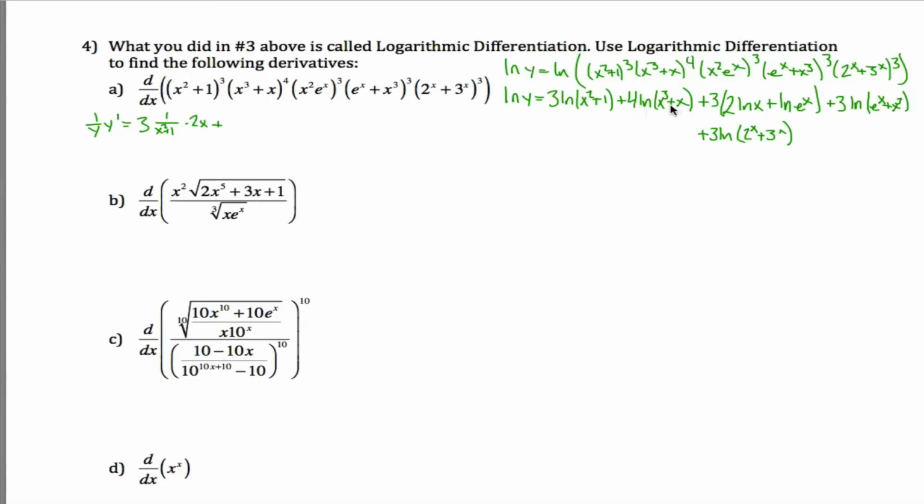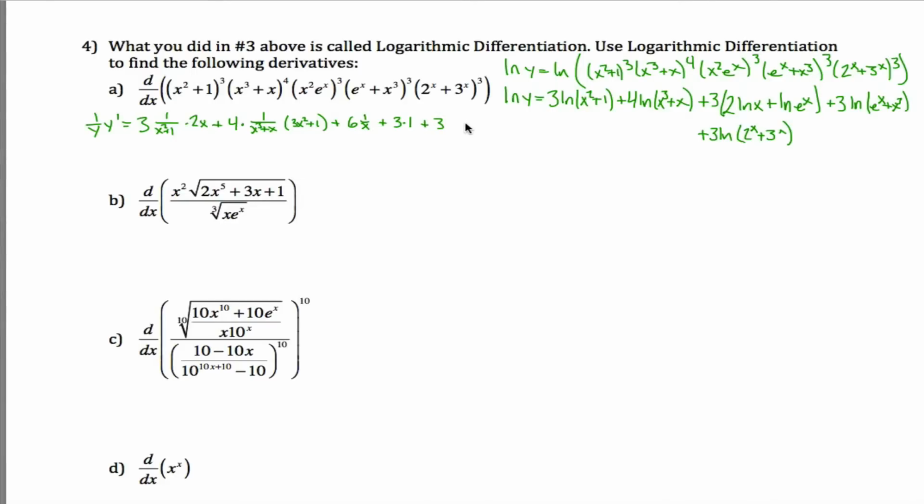Similarly, the derivative of 4 times the natural log of x cubed plus x is 4 times 1 over x cubed plus x times the derivative of x cubed plus x, which is 3x squared plus 1. Then I got plus 3 times 2, which is just 6. I guess I can just write 6. Times the natural log of x, the derivative is 1 over x, plus 3 times the derivative of natural log of e to the x. That's just x, and the derivative of x is just 1. So I don't know, maybe 3 times 1 just to really emphasize that I didn't forget about that thing.